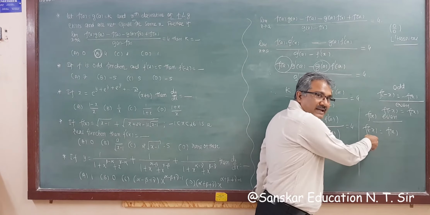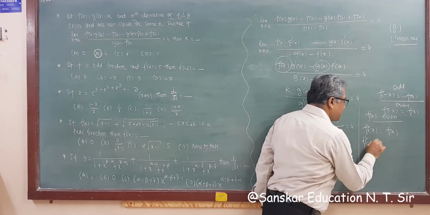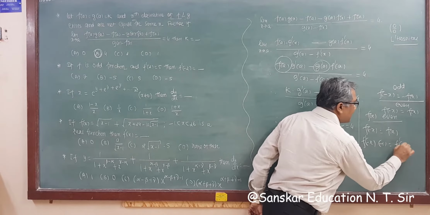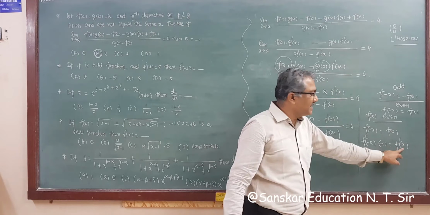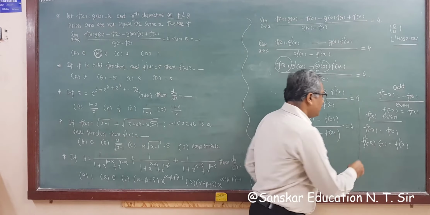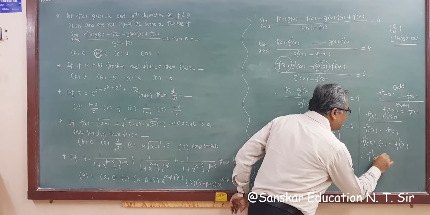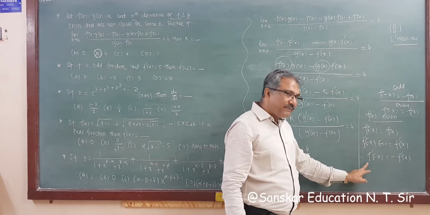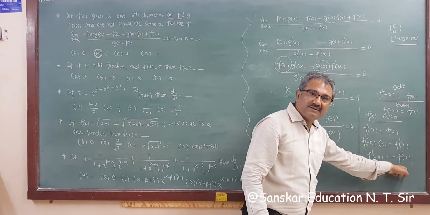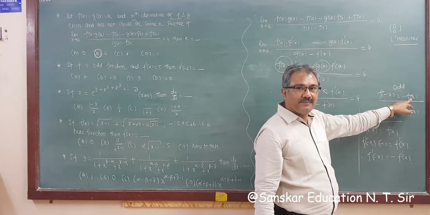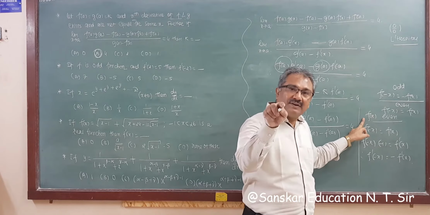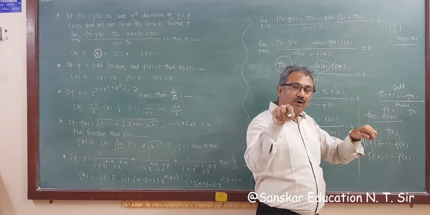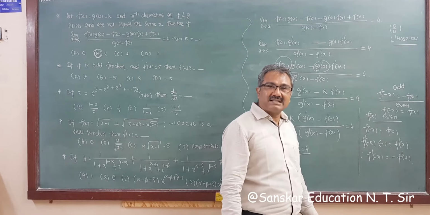The derivative of f(bracket) is f'(bracket), and the derivative of the bracket is again -1, is equal to f'(x), and the derivative of the bracket is 1. So taking minus to the opposite side, f'(-x) is equal to -f'(x). That is, f'(-x) is equal to -f'(x), that is, f' is an odd function. So if f(x) is an even function, then f'(x) is an odd function, and if f' is an odd function, then f'(x) is an even function.